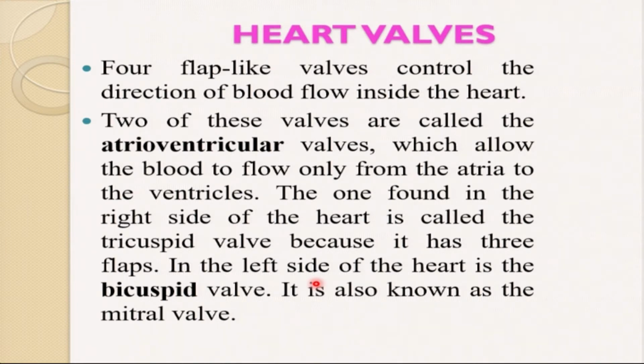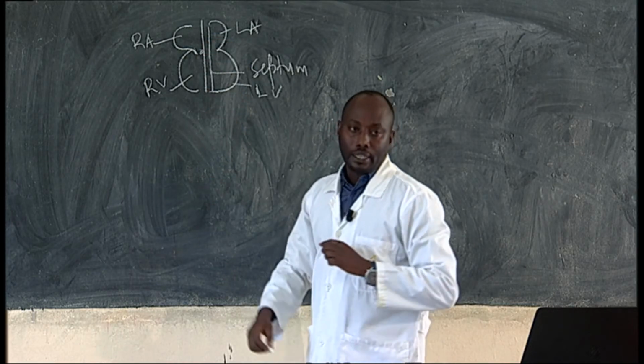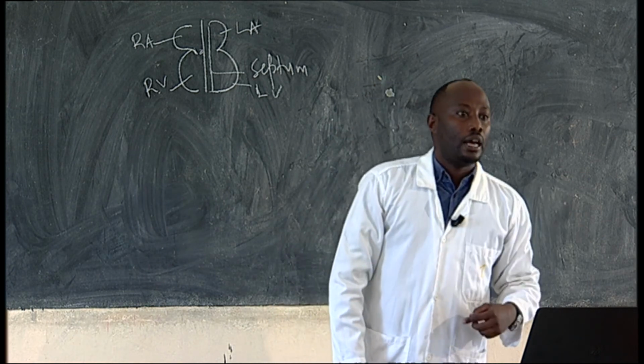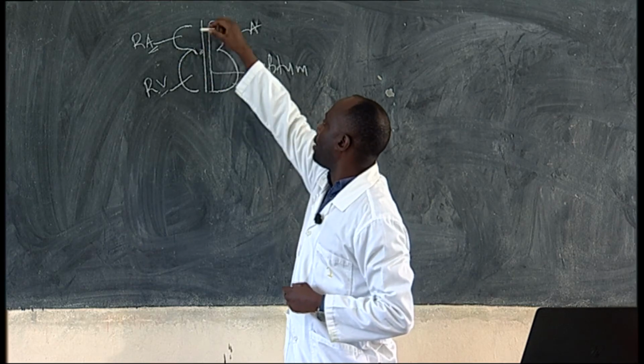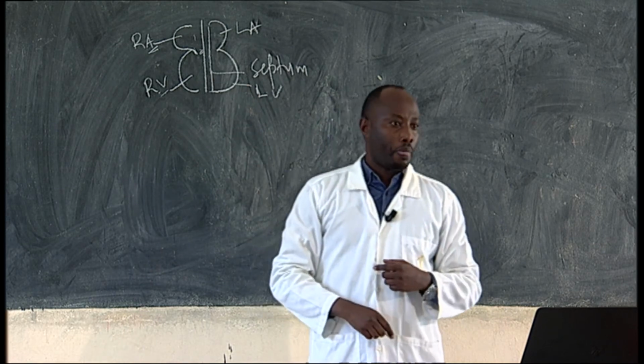Two of these valves are called the atrioventricular valves, which allow blood to flow only from the atria to the ventricles. These atrioventricular valves, which are located here, are very important, and they prevent the backflow of blood from the atria to the ventricles. Once the blood flows from the atria to the ventricle, it can't go back. It has to move in a single direction.